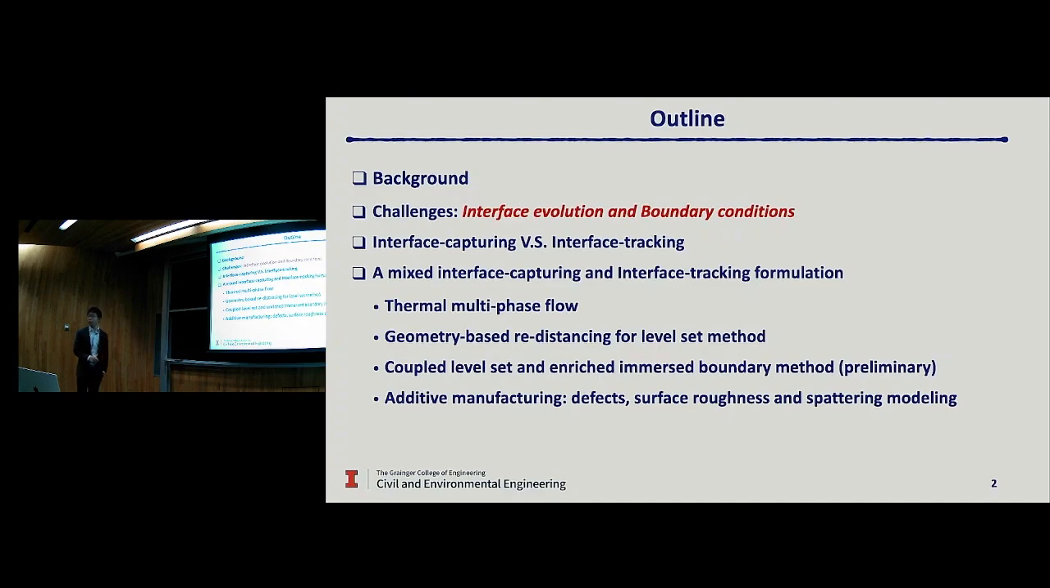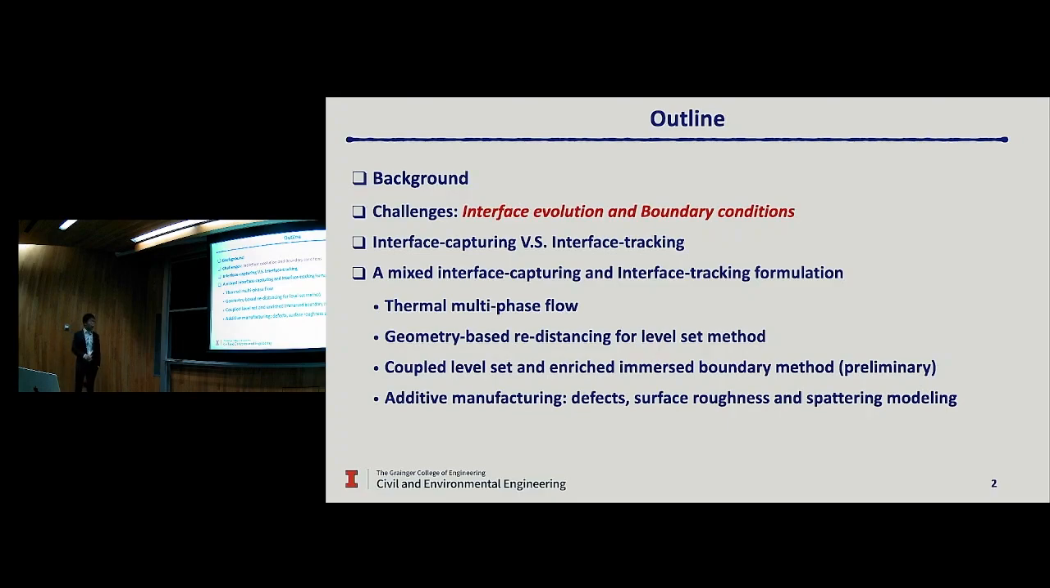I will show you 2 existing approaches you can utilize to solve this problem. One is interface capturing, another one is interface tracking. I will briefly summarize the pros and cons of those 2 approaches and tell you the motivation why we want to develop a mixed interface capturing and interface tracking formulation. I will show you all the details of this mixed formulation. I will talk about thermal multiphase flow. One byproduct of this mixed formulation is a geometry-based redistancing technique for level set method. I will show you this as well and compare its performance against the traditional PDE-based redistancing for level set method.